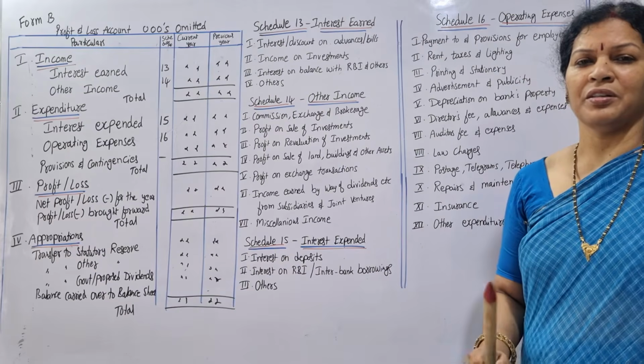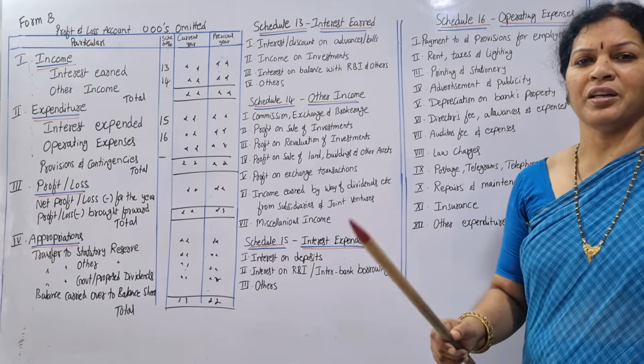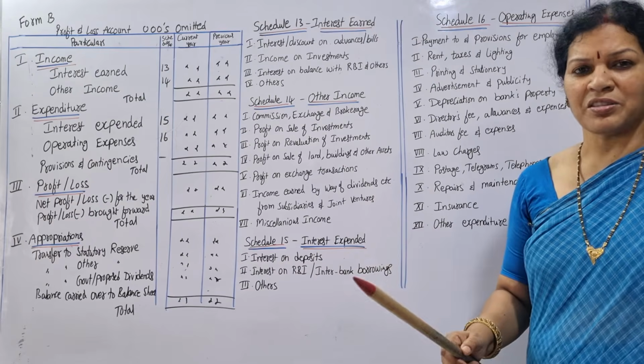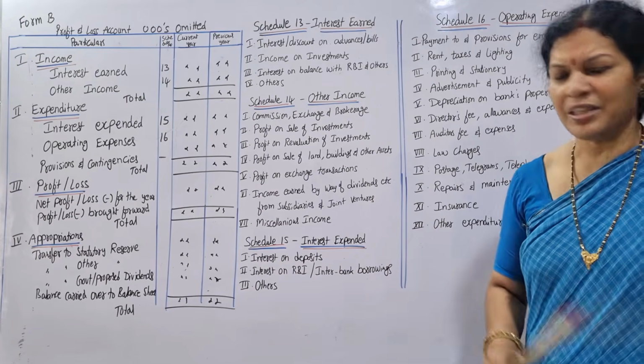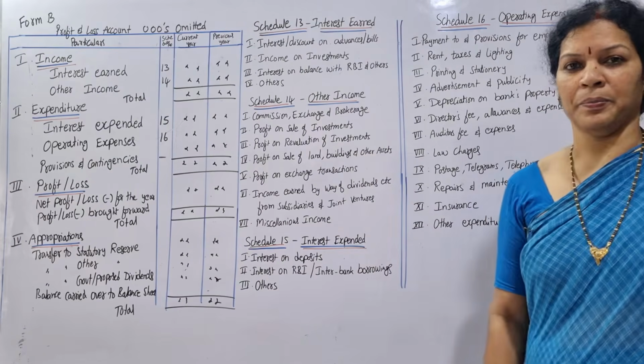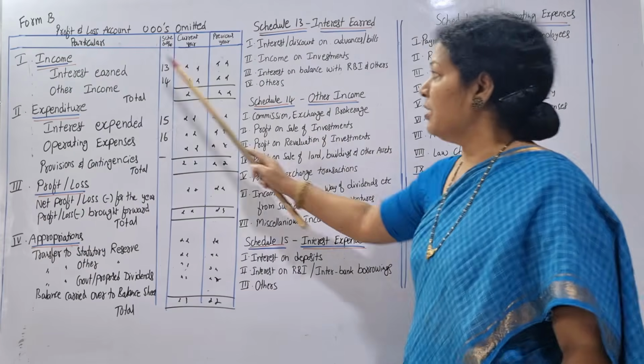Interest on FD, interest on investments, interest on any other balances given, advances given, anything. Interest we are getting means schedule number 13. In schedule number 13, interest earned.